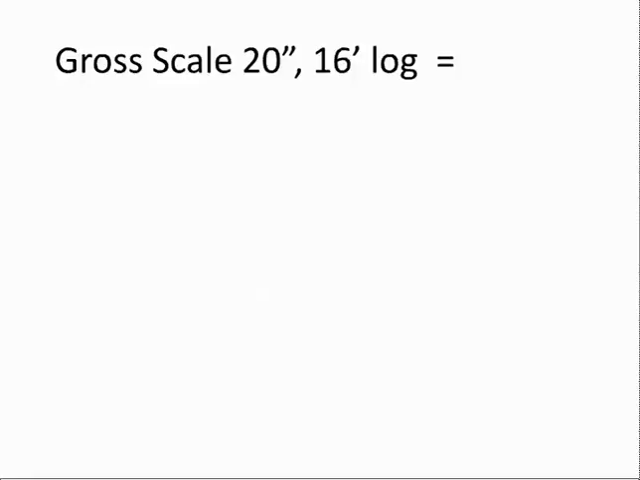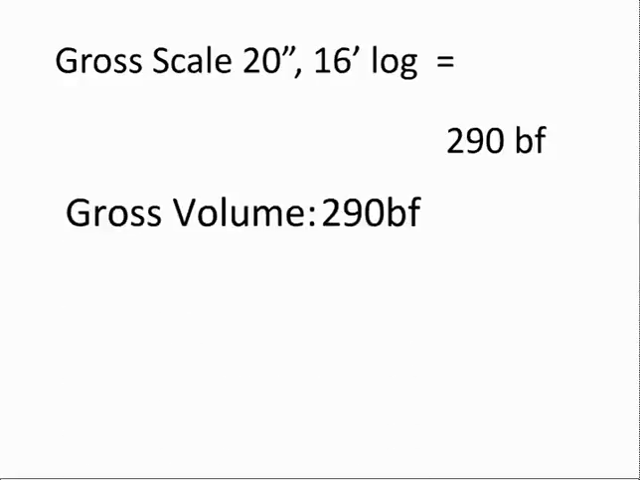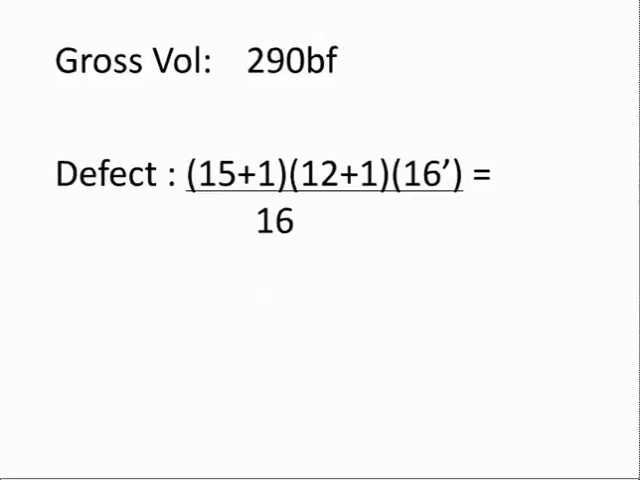So if we get a gross scale on this log, 20 inches, 16 foot, we know it's 290 board feet, gross scale. And we get that right from the table, from the log rule. Again, I'm using international all the time. So either the one in your text or the one in the appendix to the wood measurement rules. But 290 board feet, international, for a 20-inch, 16-footer. So that gives us our gross volume.